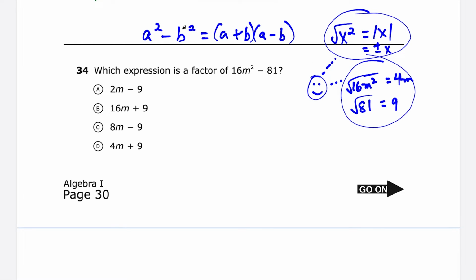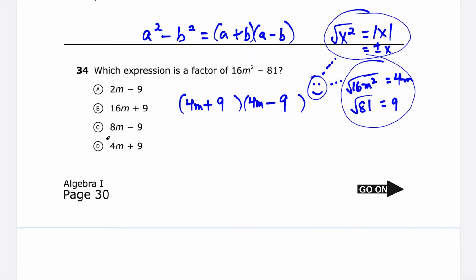So now what that helps me find here is how to factor this. So I'm going to write the square root of the first term first in both parentheses. So the square root of 16m squared is 4m. And I'm going to write that twice. And then I have plus or minus the square root of the b squared term is 9. So I have plus 9 and minus 9.